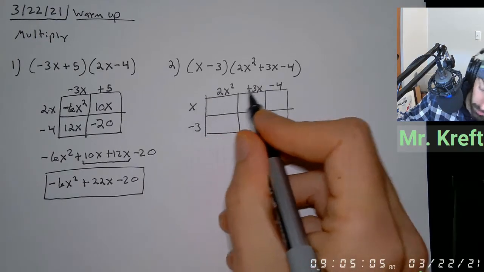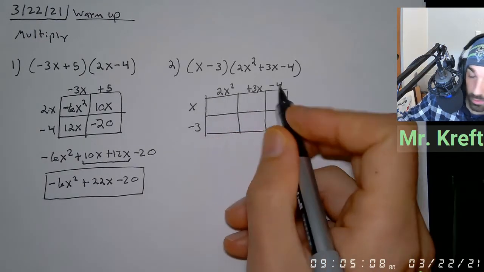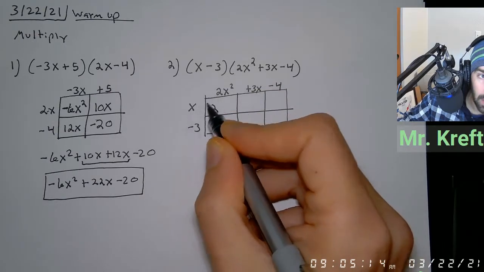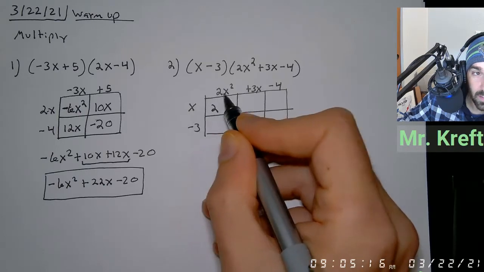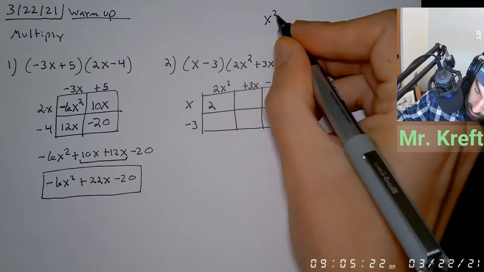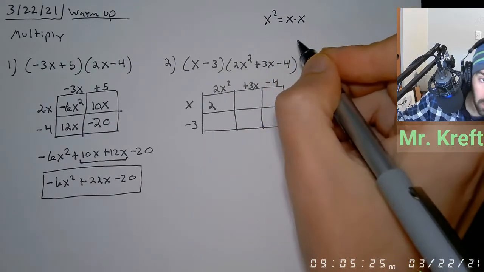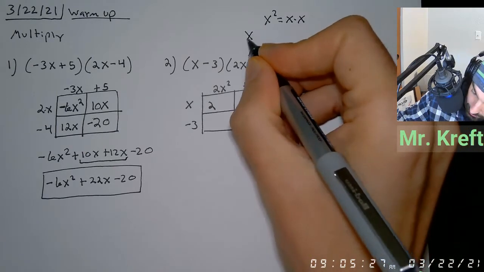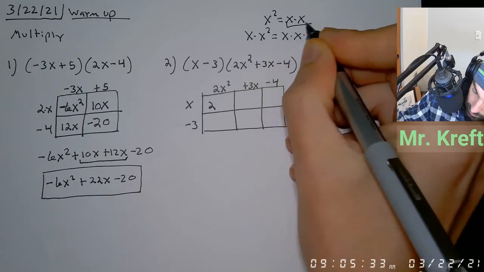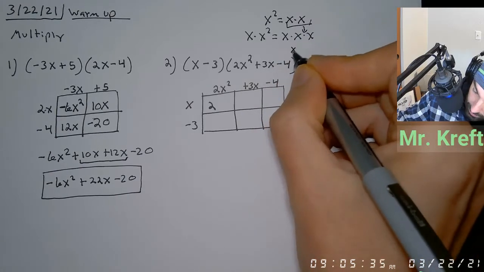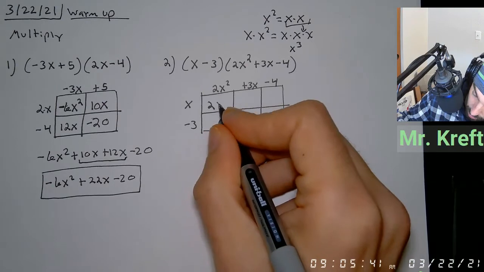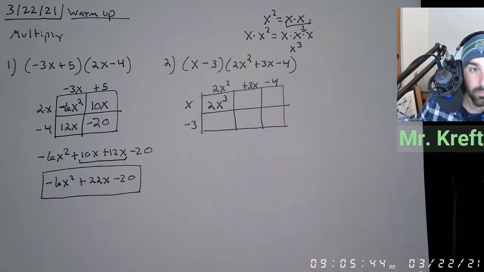Okay, so I'm going to do x times these 3, and then I'm going to do negative 3 times these 3. So x times 2x, well, the 2 stays, right? Because 2 times 1 is 2. And then I have an x here, and then how many x's do I have here, right? X squared. So let's remember, x squared equals x times x, right? So x times x squared is going to be x times x times x, right? So there's that squared. So how many x's do I have? I have 3 x's, right? I have 3 x's. So this would be 2x cubed.